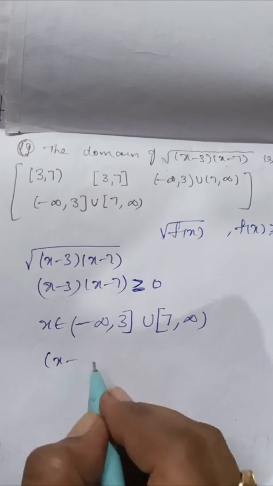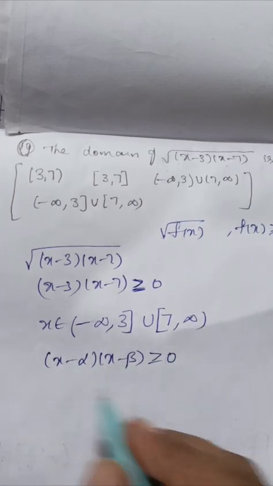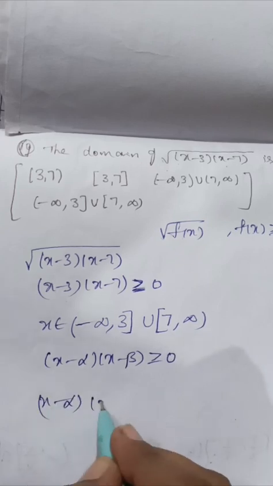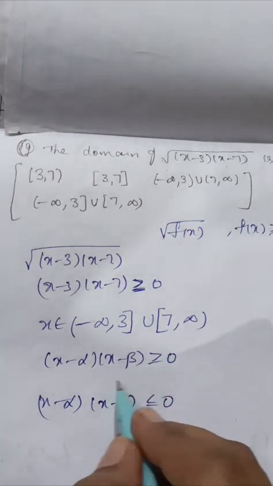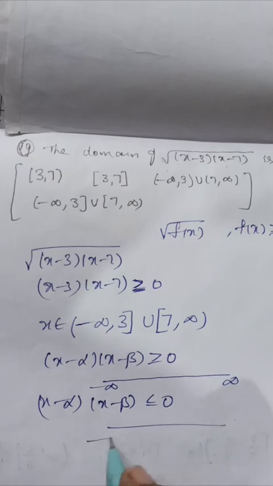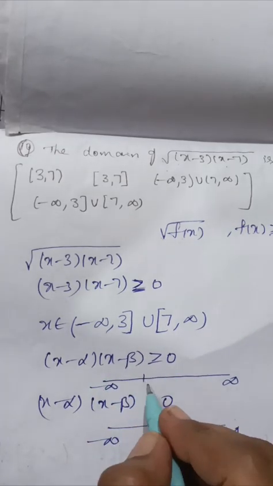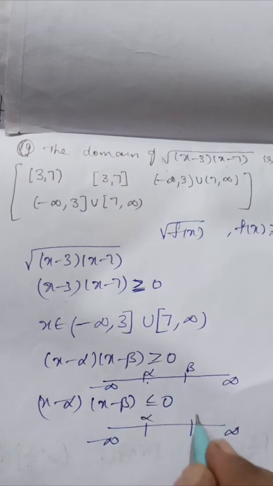So x minus alpha, x minus beta greater than or equal to 0, and x minus alpha, x minus beta less than or equal to 0. For this, suppose take a number line minus infinity to infinity. Here also the number line minus infinity to infinity. Here locate alpha and beta.